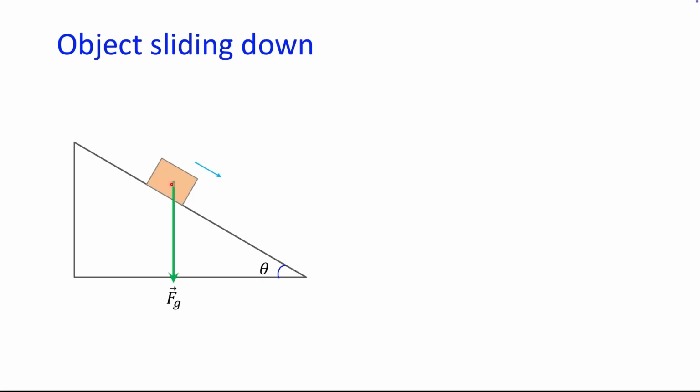There is force of gravity, which acts vertically downward. The normal force on the object by the surface, which is perpendicular to the surface. And there is force of friction, which is opposite to the direction of motion of the object. I put the x-axis along the inclined surface, and the y-axis perpendicular to the surface.